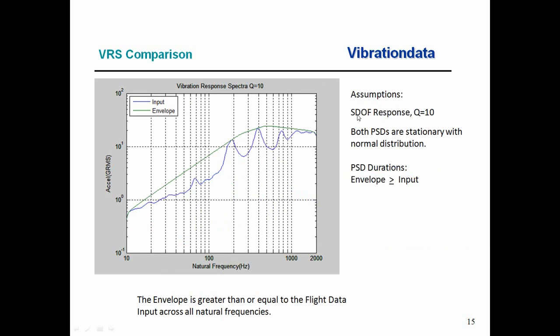Let's review these. We assumed single degree of freedom response. We assumed the amplification factor Q is equal to 10. And effectively, we've assumed that both PSDs are stationary with a normal distribution. We're also assuming that in terms of our enveloping purposes, the duration that we assign to our envelope will be greater than or equal to our input duration, where the input's from the flight data. So again, we've shown that the envelope is greater than or equal to the flight data input across all natural frequencies. So this is a powerful tool for enveloping.